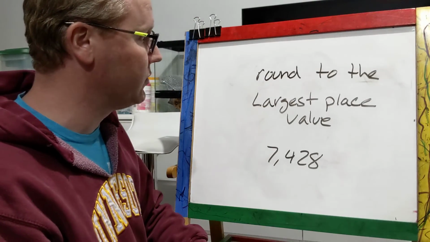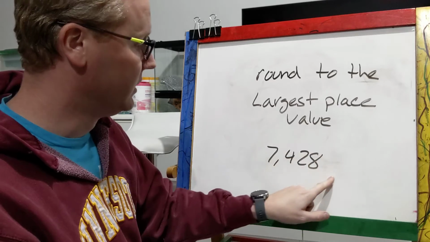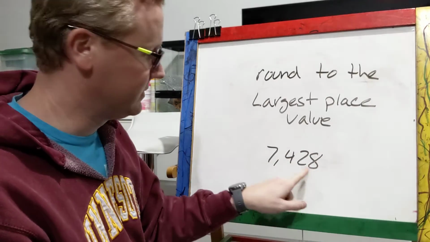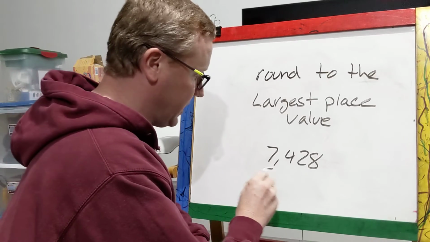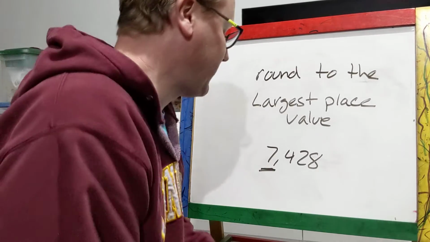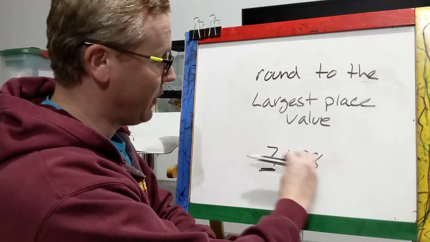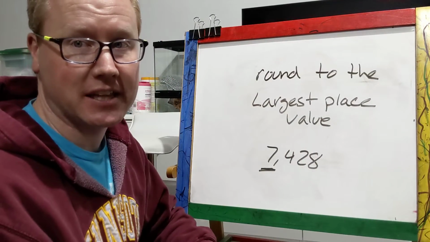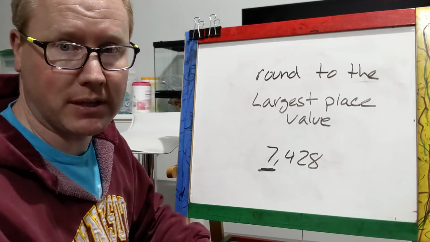If I gave you this number, what place value are we rounding to? It says to the largest place value. Is ones my largest? Tens? Hundreds? Thousands is. So we're going to underline the thousands. So when I'm rounding to my largest place value, the hint is it's always going to be the number that's furthest to the left, or the number that's worth the most when we look at our place values.